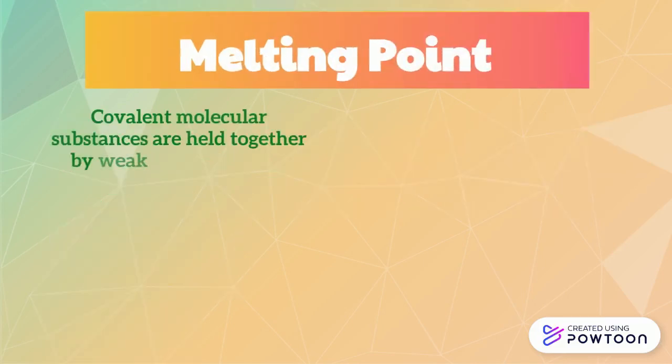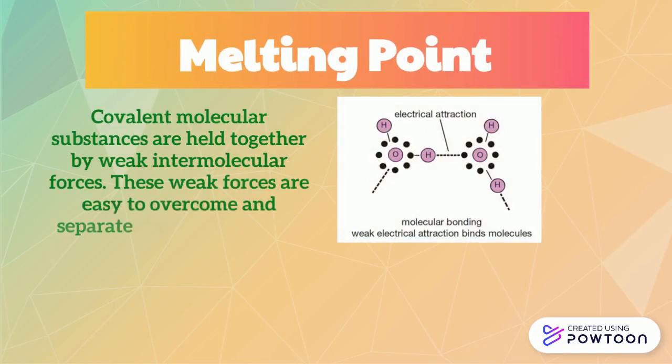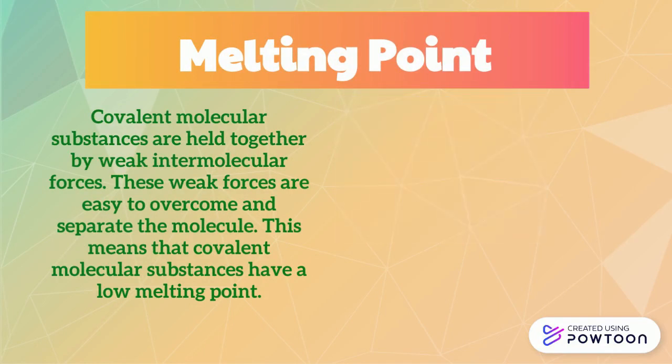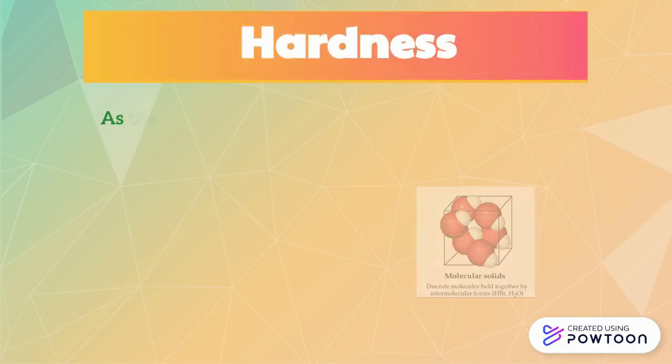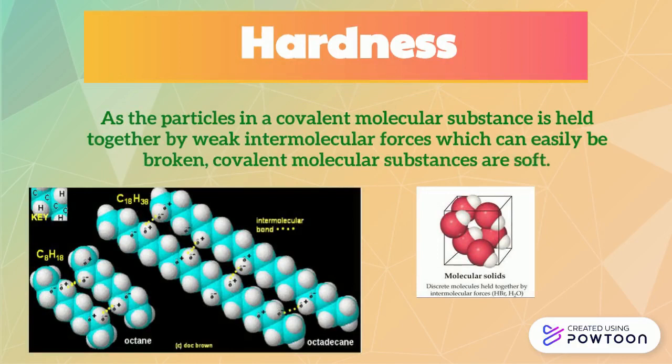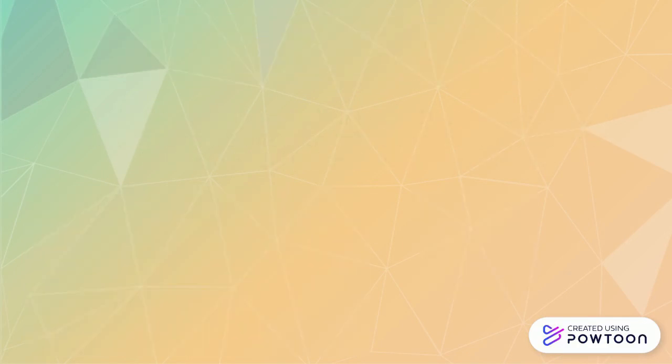Covalent molecular substances are held together by weak intermolecular forces. These weak forces are easy to overcome and separate the molecule. This means that covalent molecular substances have a low melting point. As the particles in a covalent molecular substance are held together by weak intermolecular forces which can easily be broken, covalent molecular substances are soft.